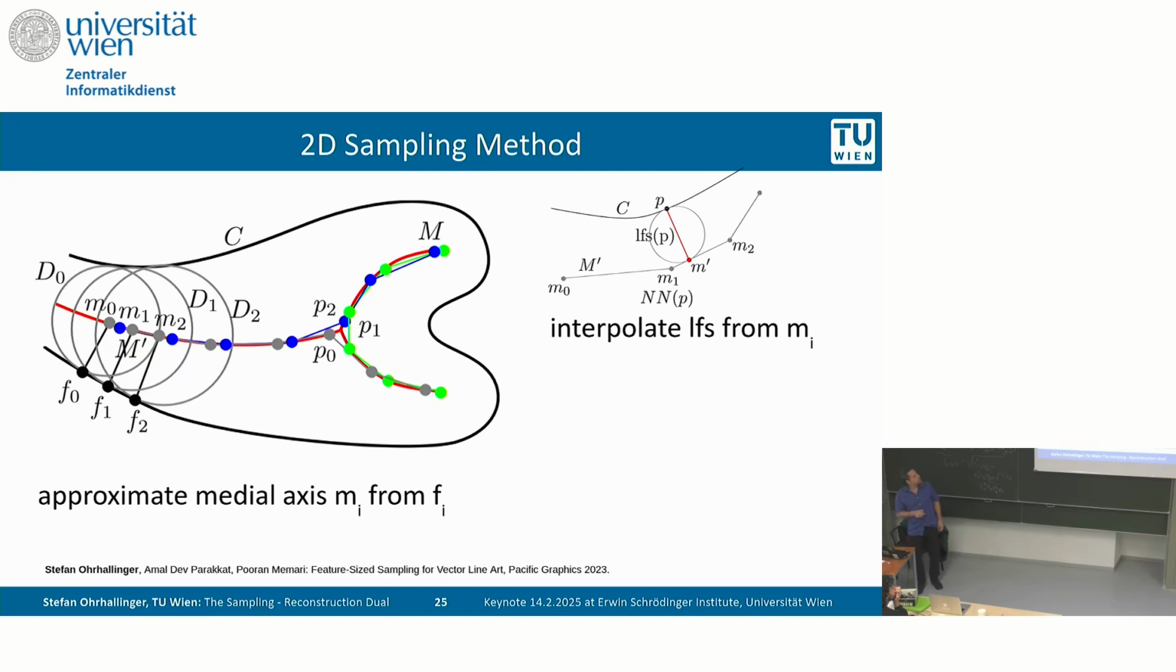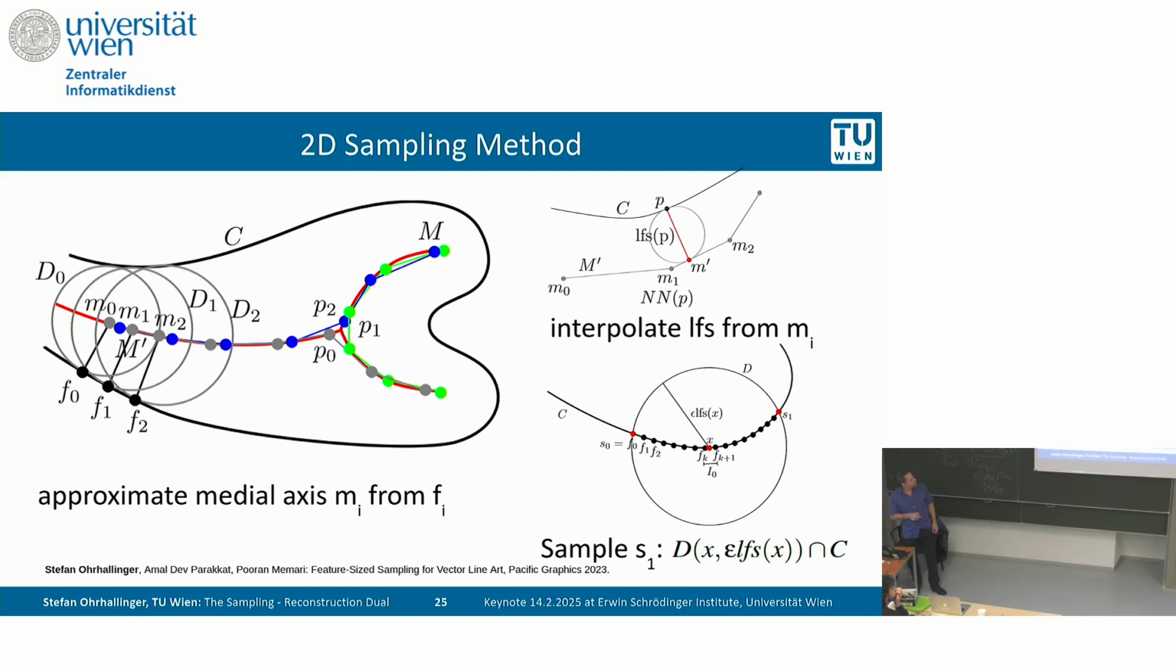Then, for a point, we can compute the local feature size by checking what's the closest point on this polyline that we have as medial axis approximation. We check the nearest neighbor point, and once we have the local feature size, we can compute the epsilon condition, because the distance to the sample needs to be smaller than epsilon times the local feature size.